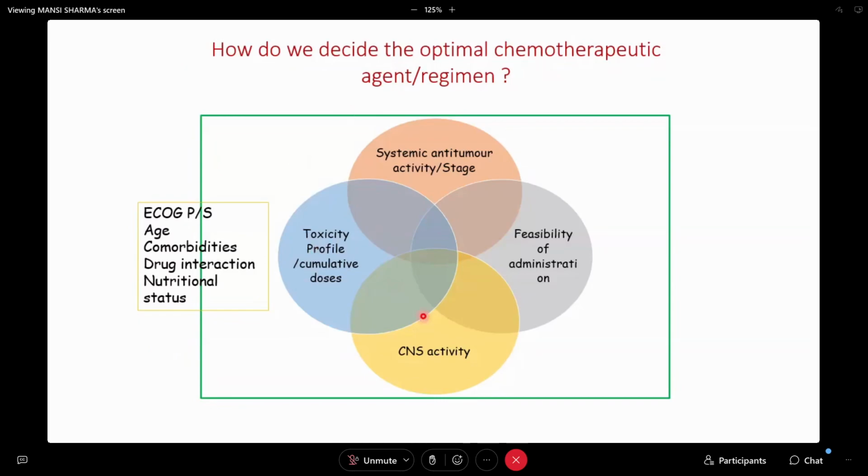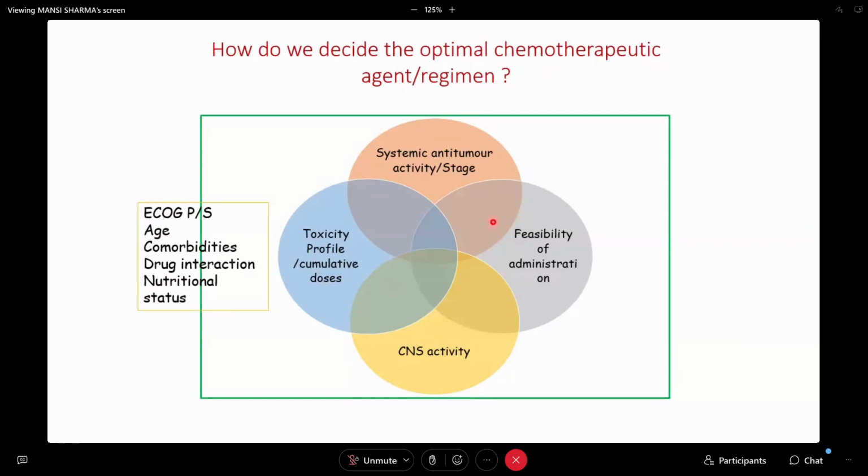We also look at the cumulative doses. There are certain drugs where you cannot give more than a certain cumulative dose, and I think everybody knows anthracyclines. You have to be very careful. You have to calculate the cumulative doses. You cannot re-challenge. We look at the CNS activity of certain of these drugs. Some of them cross the blood-brain barrier. Most of them don't. Capecitabine crosses the blood-brain barrier. Temozolomide crosses the blood-brain barrier. So these are all things you need to know before prescribing drugs to a patient.